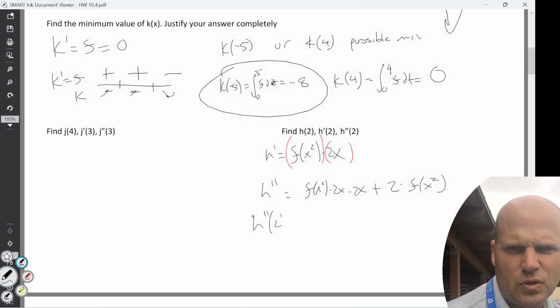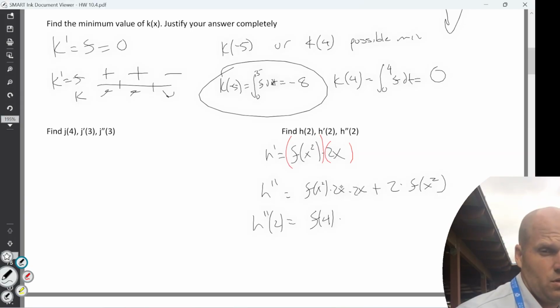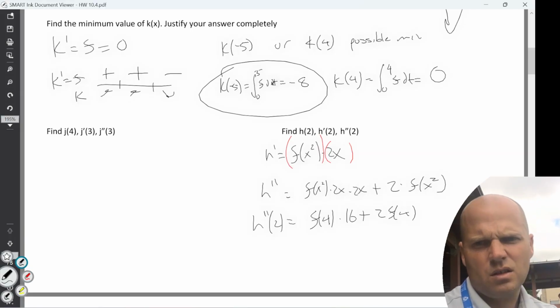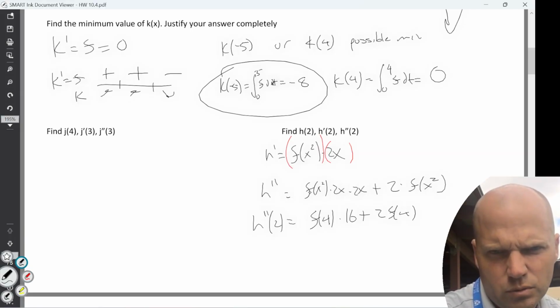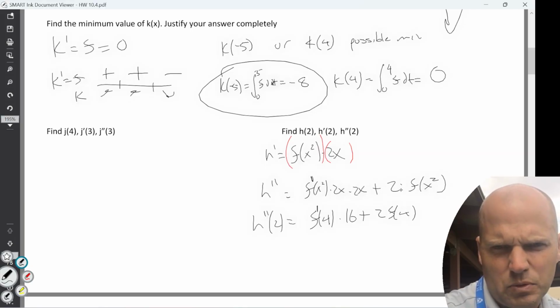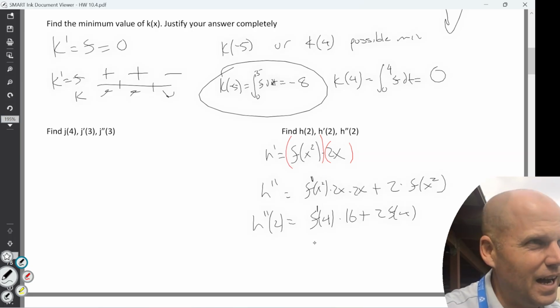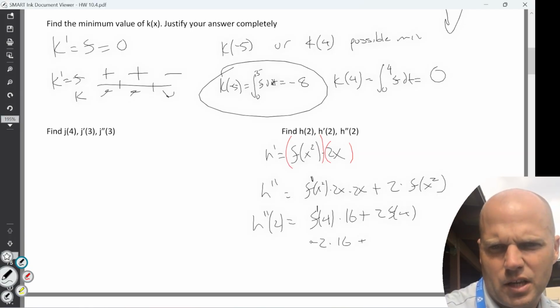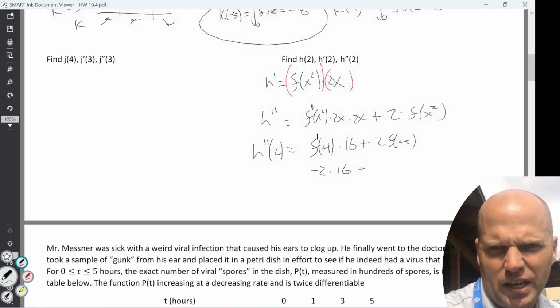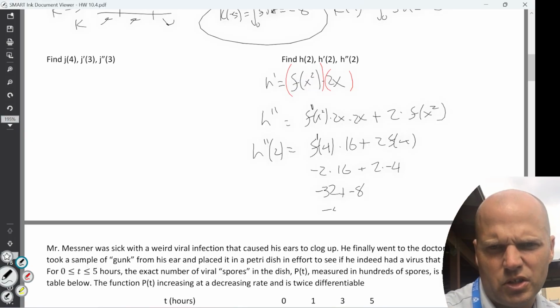H double prime of 2 would equal f of 4 times 16 plus f prime. Slopes of the first times the second plus the slopes of the second times the first. Okay. So f prime of 4, I would call -2, but not really. F of 4 is -4. None of you are getting this right. This would be a good challenging problem.